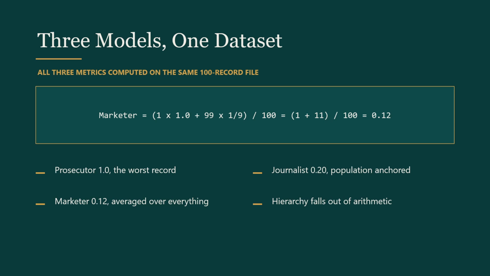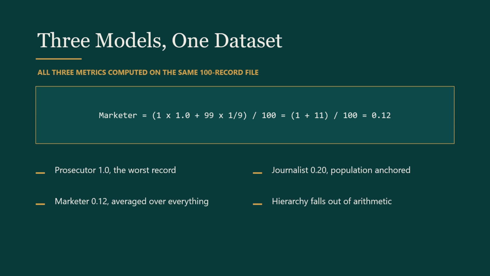Recall the setup. 100 records drawn from a population of 10,000. One record, the 45-year-old man in zip code 90210, is sample unique with a population class of 5. The remaining 99 records sit in 11 equivalence classes of 9 records each, and 11 times 9 is 99, so the file is fully accounted for.